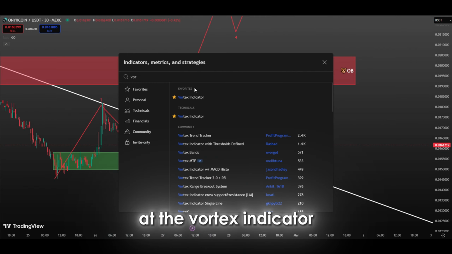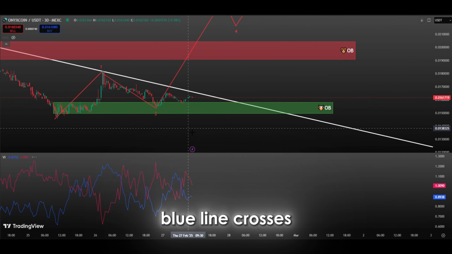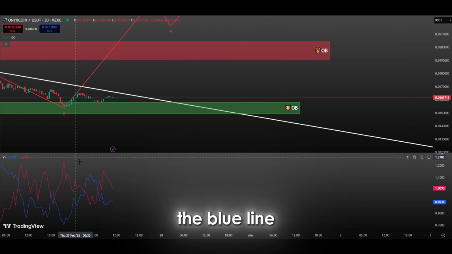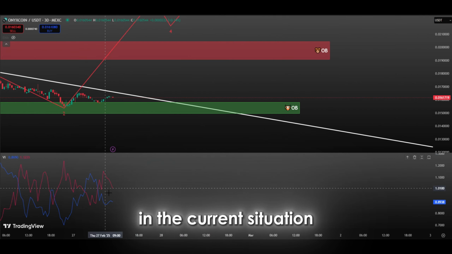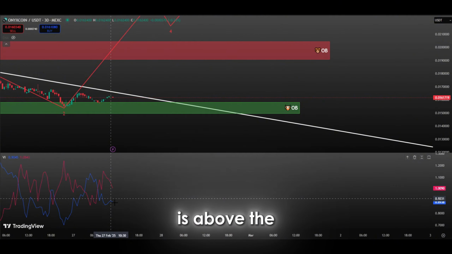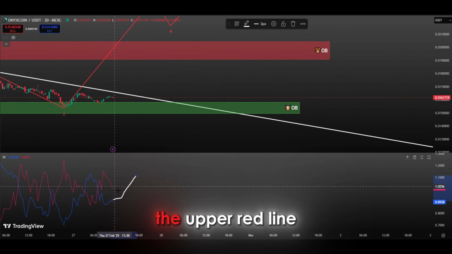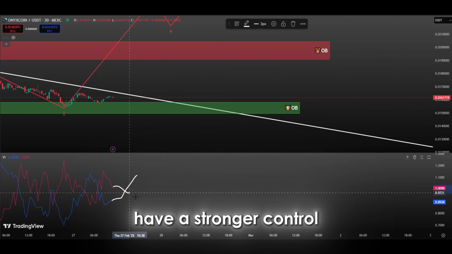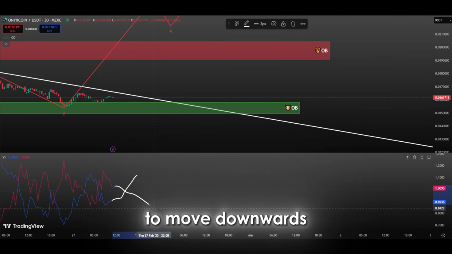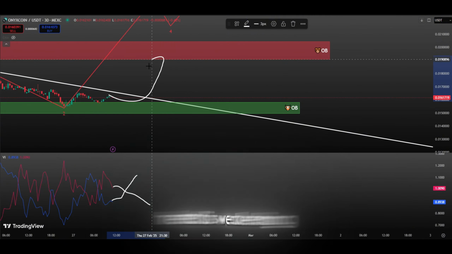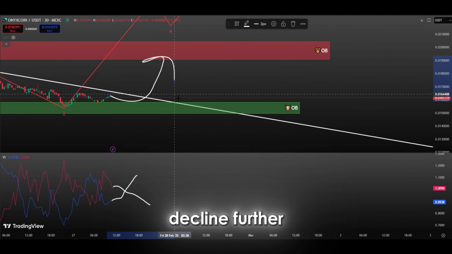When we look at the Vortex indicator, we can see that if the blue line crosses the red line, it is bullish. And if the red line crosses the blue line, it is bearish. In the current situation, the red line is above the blue line, indicating that the market is bearish. The upper red line indicates that sellers have a stronger control over the market and prices tend to move downwards. This situation on the Vortex indicator suggests that the trend is weakening and prices may decline further.